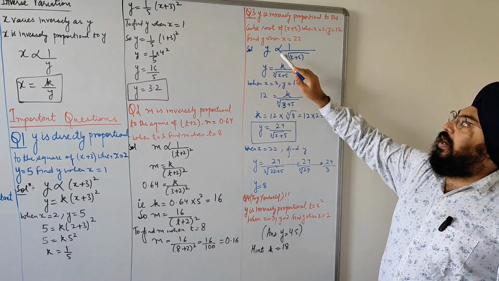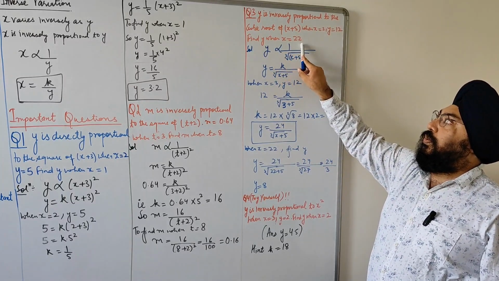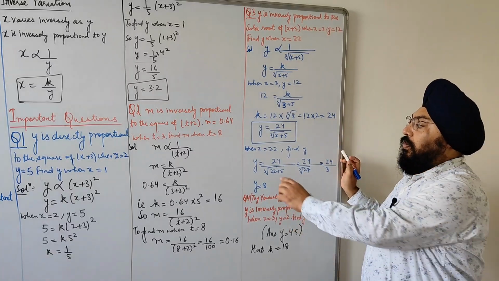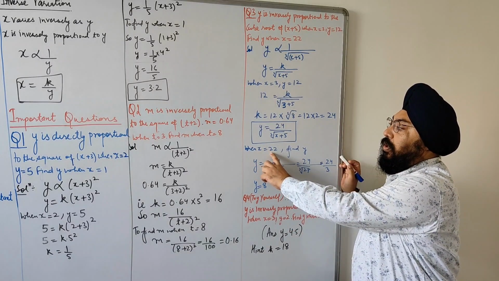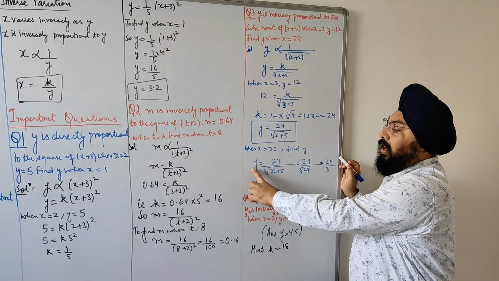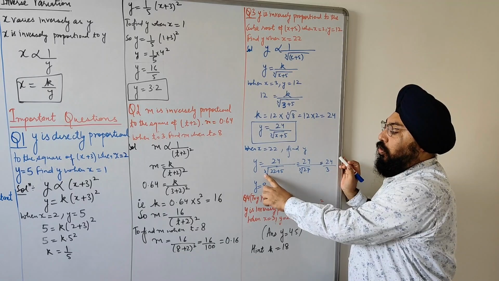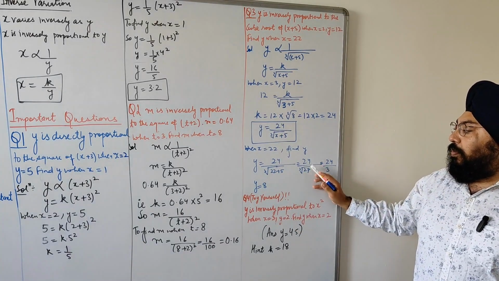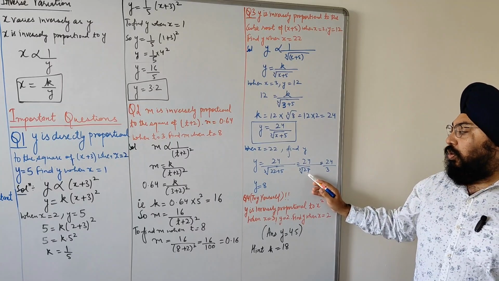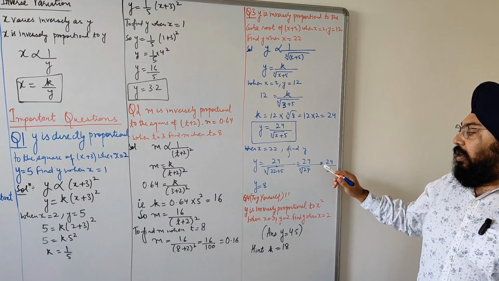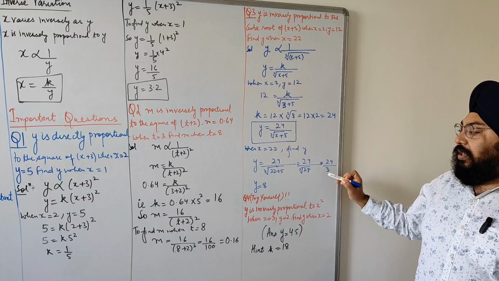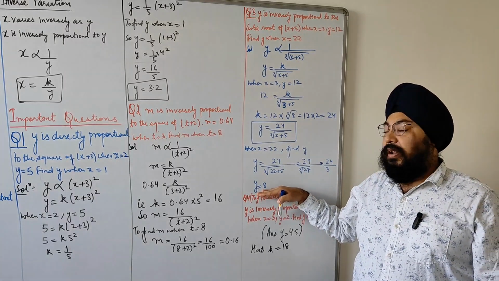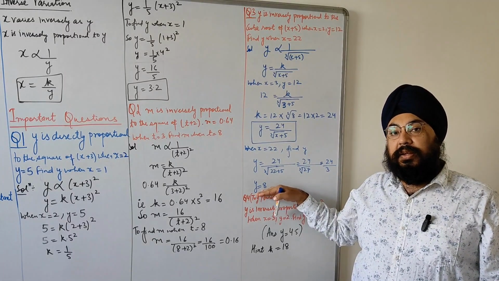Now we need to find the value of y when x is equal to 22. So we substitute value of x as 22 in this equation. We get y is equal to 24 upon cube root of (22 plus 5), which is equal to 24 upon cube root of 27. Cube root of 27 is 3. So we get 24 upon 3, which is 8. So we get our answer y is equal to 8.